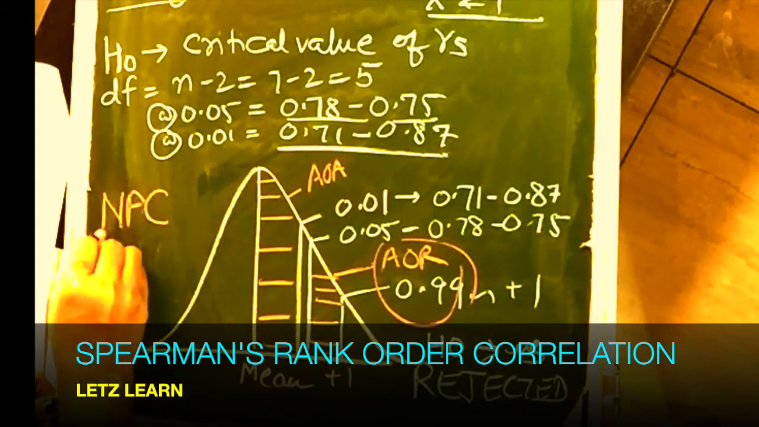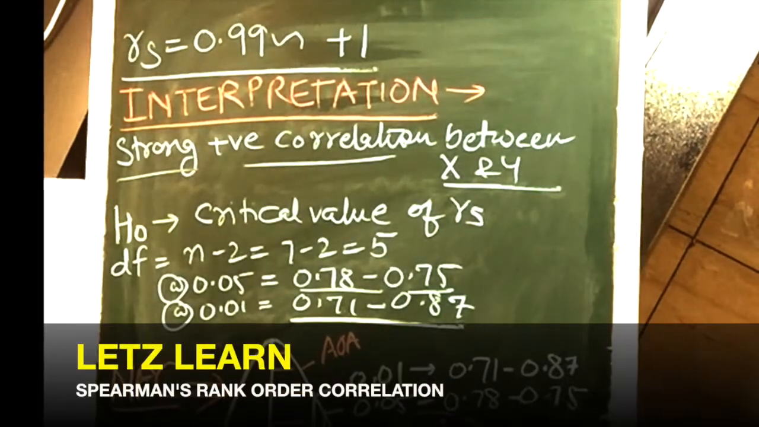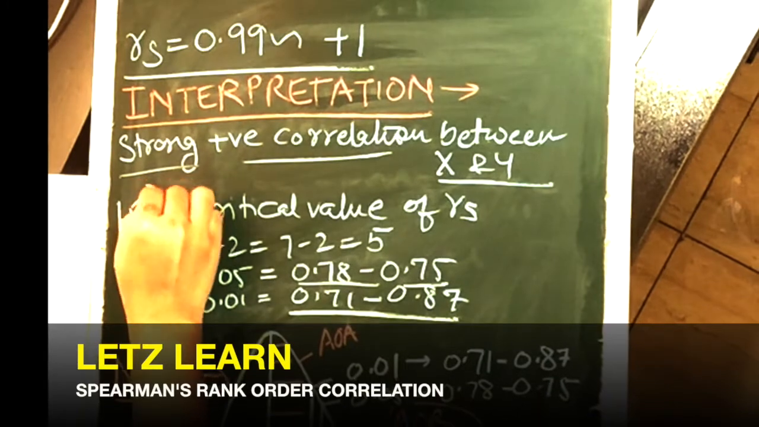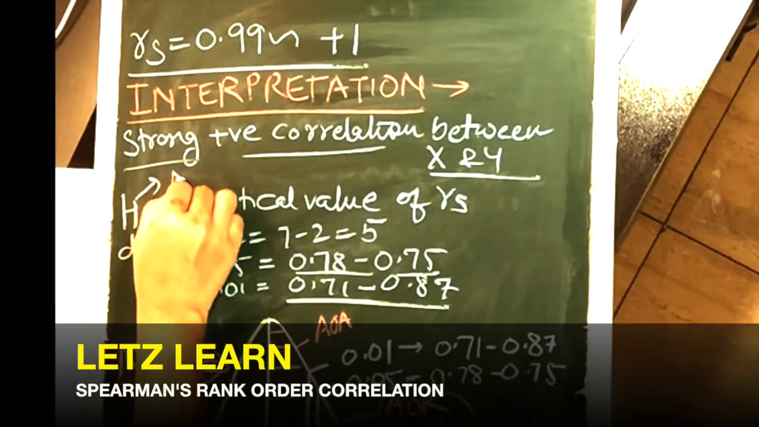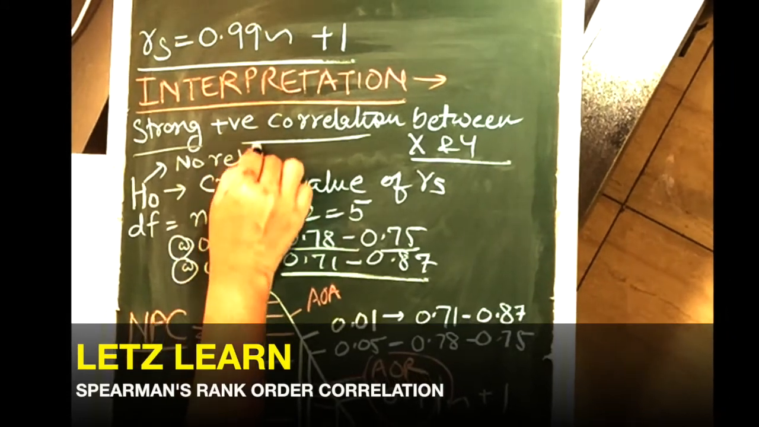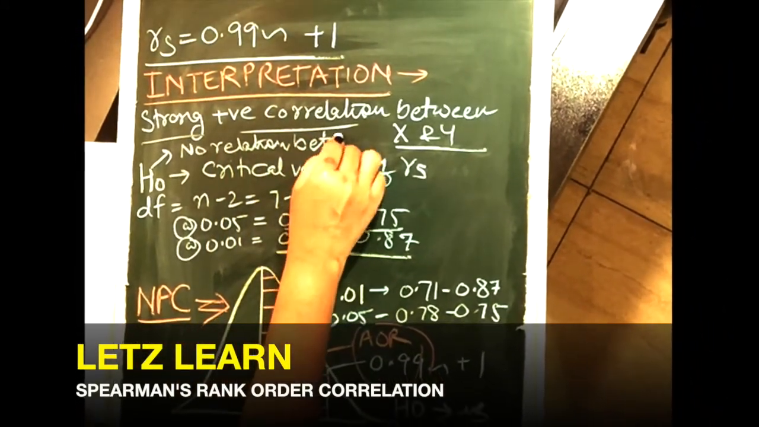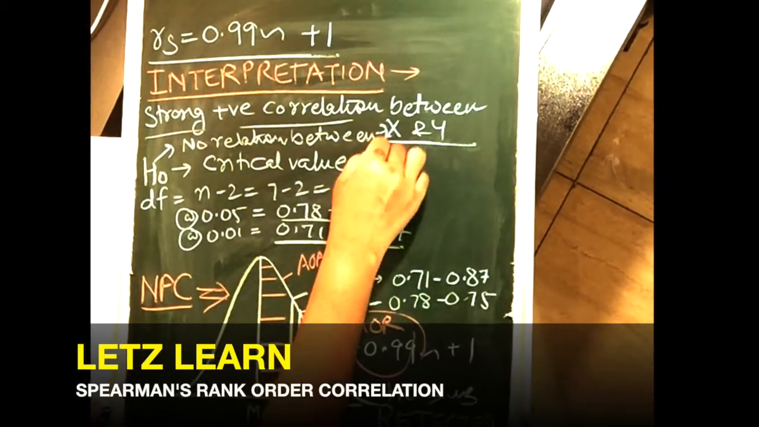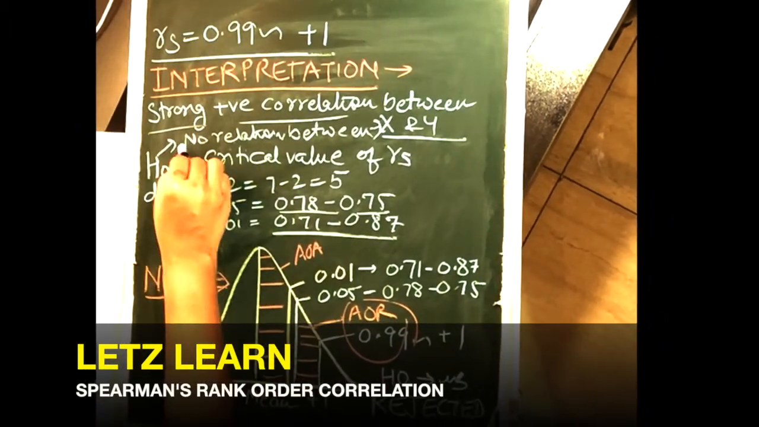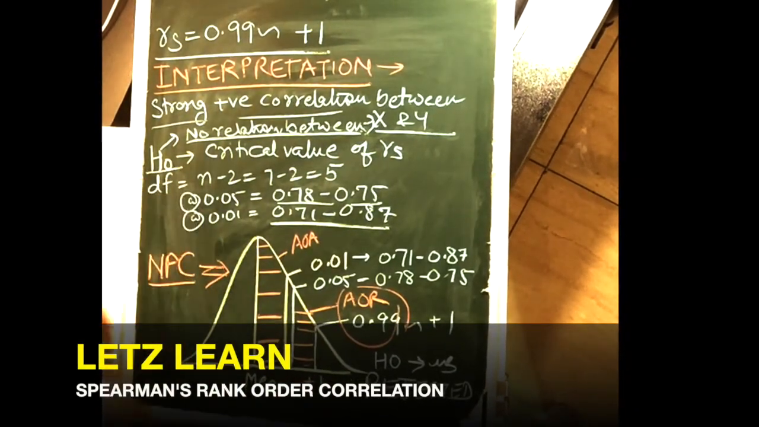So this is the NPC curve for the interpretation. We can consider that the null hypothesis, we had assumed that there is no relation between the two variables. So we can assume that the null hypothesis was that it can be anything. So in this problem we can assume that.